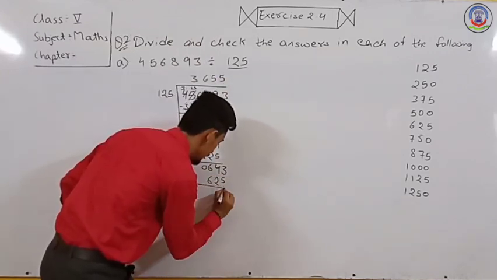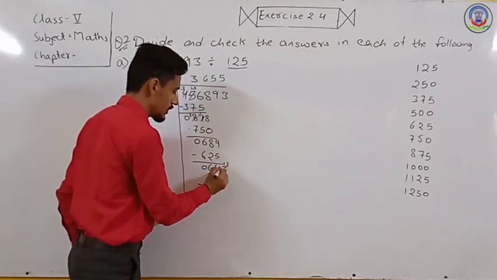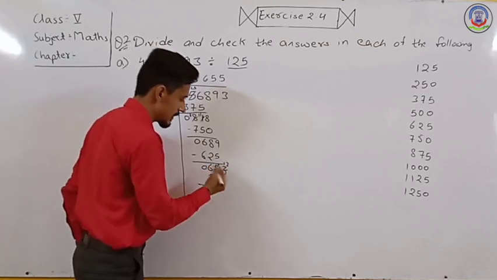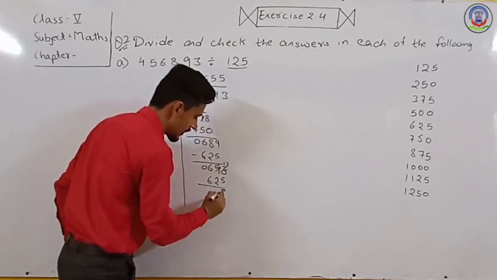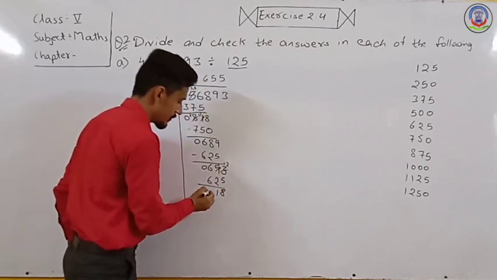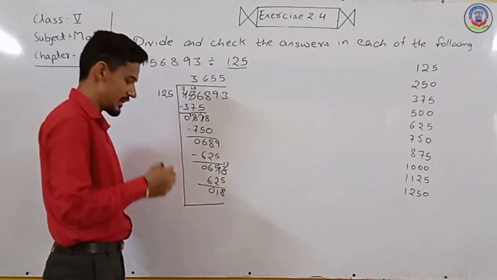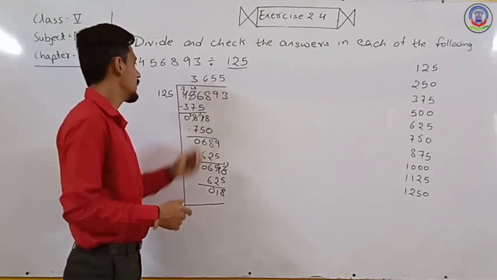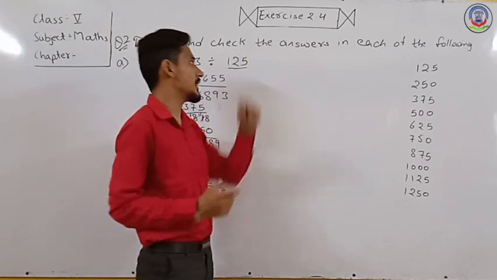Now we subtract. 3 subtract 5 is not possible, so we borrow 13 and this becomes 3. 13 subtract 5 is 8 and 3 subtract 2 is 1 and 6 subtract 6 is 0. So our remainder is 18 and quotient is 3655. Dividend and divisor we know. Now we have to check the answer.